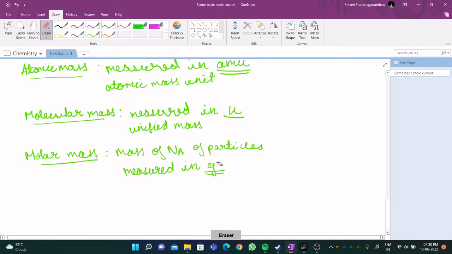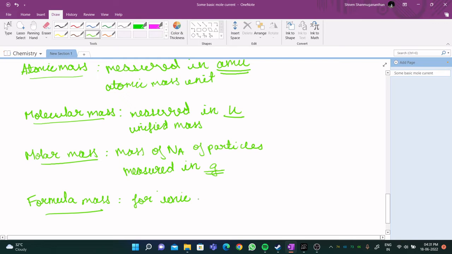Then we have formula mass, which is used for ionic compounds, measured in U. A common example of an ionic compound is NaCl, sodium chloride, table salt, and it is measured in U. We know what U is. It's atomic mass unit.